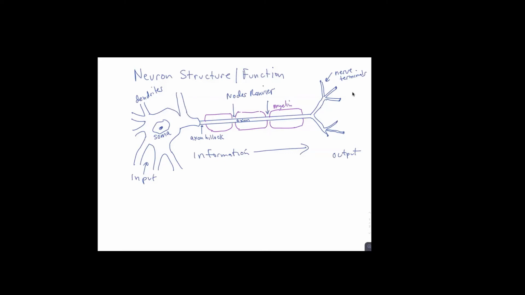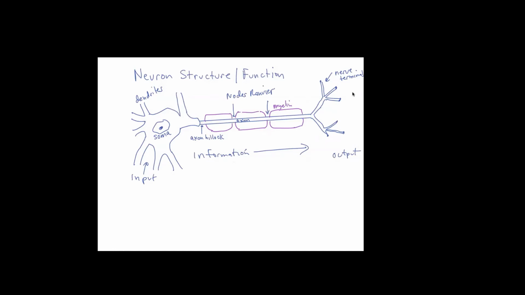Notice at the terminal end of the neuron, we call these the nerve terminals, and this is where the neurotransmitters can be released onto another cell. And as you can see here, again, the input comes in at the dendrite level, information travels down the axon to the nerve terminal, and then the output through the form of a neurotransmitter.